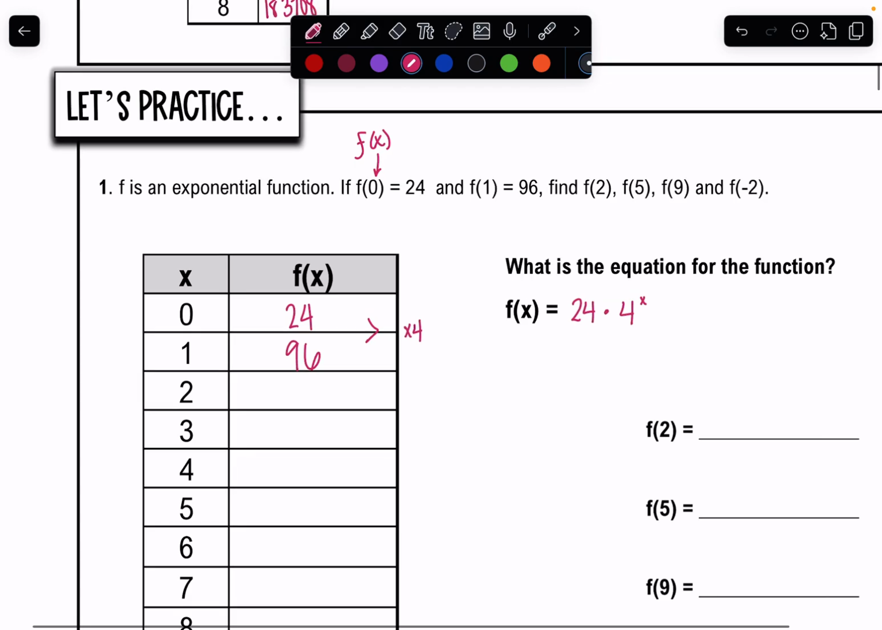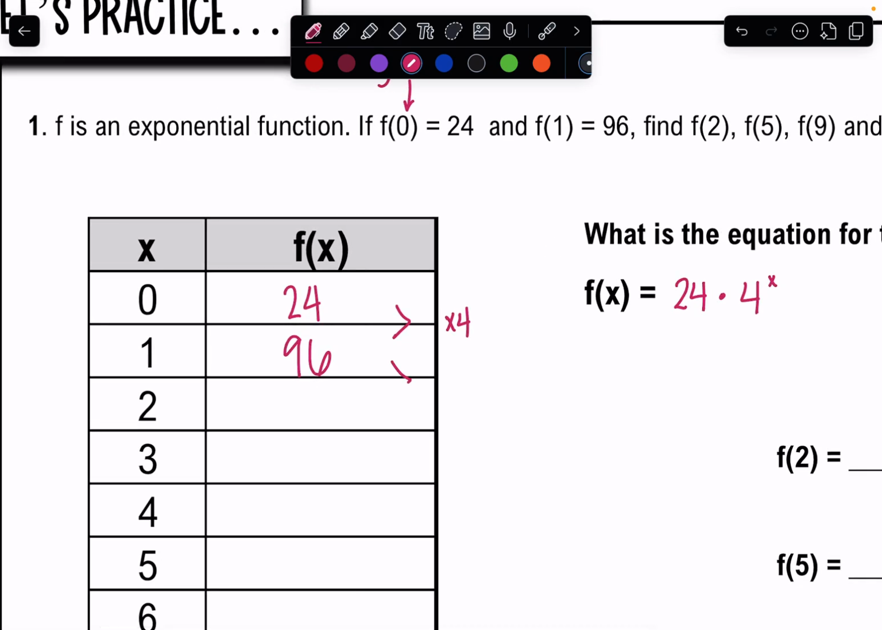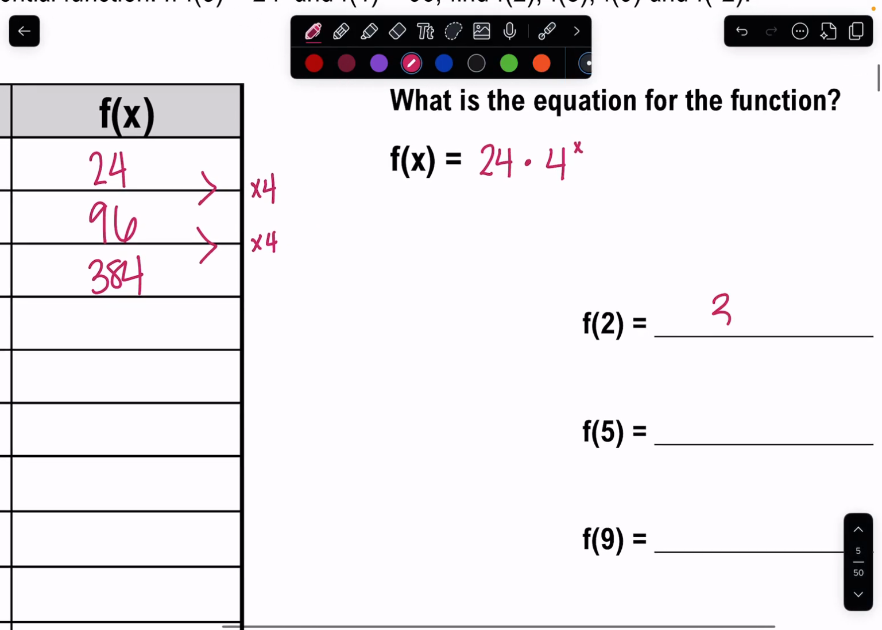And so I can now find f of 2. I can take 96 and multiply that by 4 to get that answer. That's 384. So we can fill that out here.